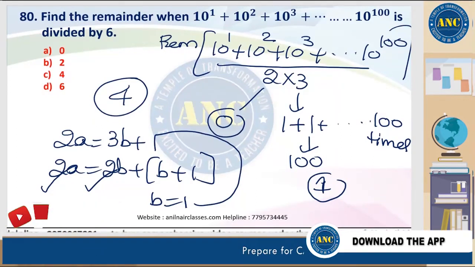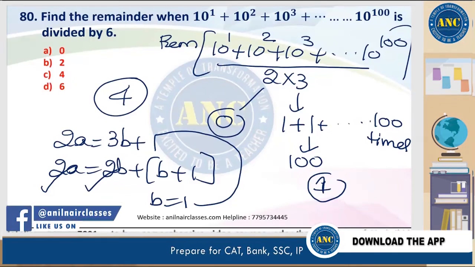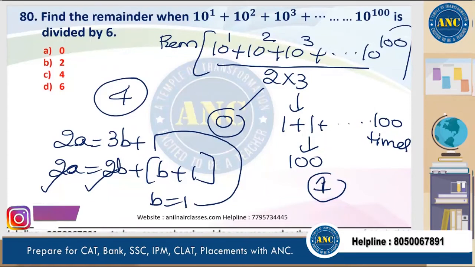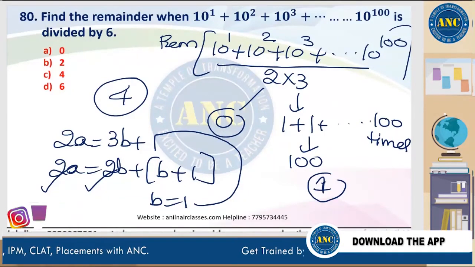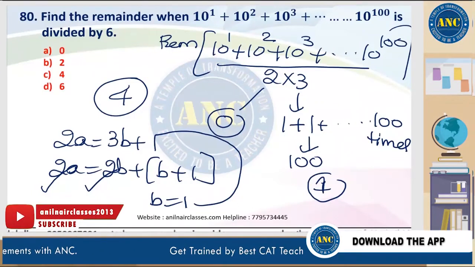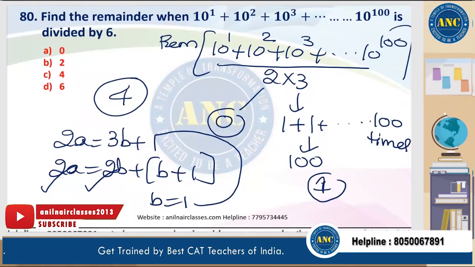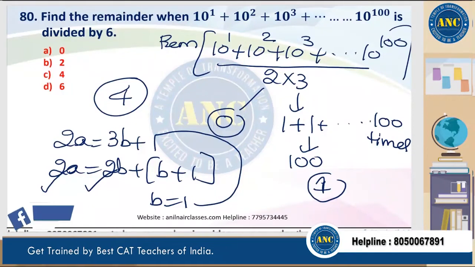Chinese remainder theorem is applied when the numerator and denominator may or may not be co-prime to each other. I hope 80th cleared.